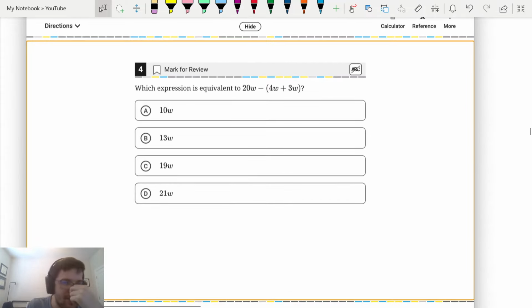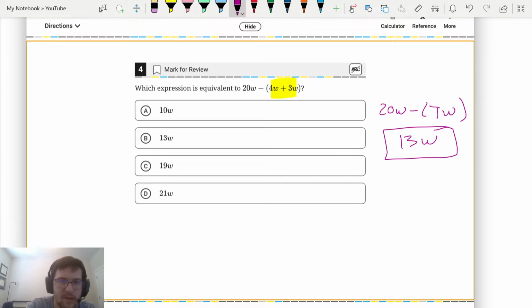Whenever you do order of operations, remember PEMDAS: parentheses, exponent, multiplication, division, addition, subtraction. So I'm going to do what's inside the parentheses first. So 4W plus 3W, that's 7W. And now I'm going to do 20W minus 7W, which is 13W. And that is answer choice B.